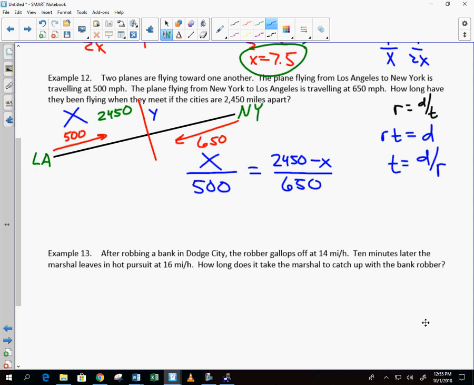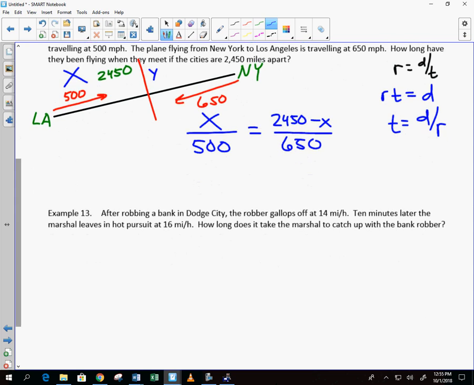Yeah, so now we could just cross multiply. 500 times 2,450, because this is the third time I've taught it today, I know that 500 times 2,450 is 1,225,000, and also because that's my bank account balance. And that's minus 500x. Stop laughing, Josie. I'm a rich man. And that's equal to 650x. Solve for x. I add the 500x. I get 1,225,000 is equal to 1,150x.